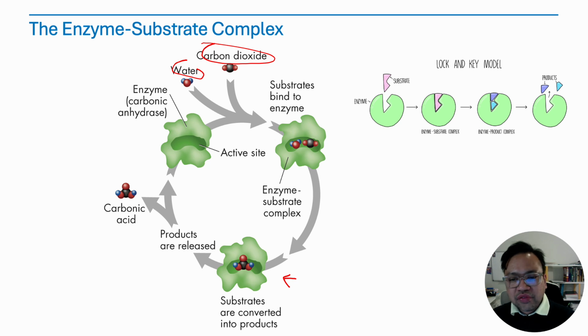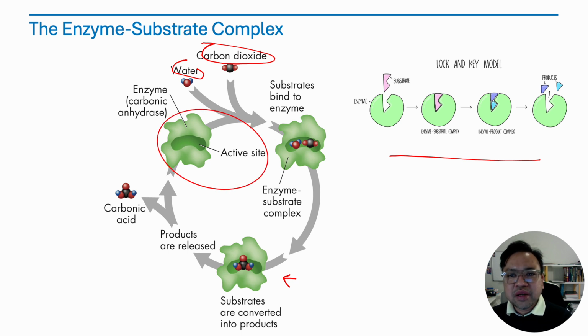On the right side of the slide is the lock and key model. This simplified diagram illustrates the lock and key model of enzyme action. The enzyme in green has a specific shape that perfectly matches the shape of the substrate, purple, similar to how a key fits into a lock. After binding, the enzyme forms the enzyme substrate complex, then converts the substrate into products, blue pieces, which are released. The enzyme remains unchanged after the reaction.